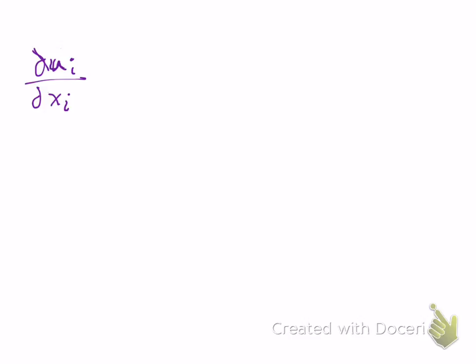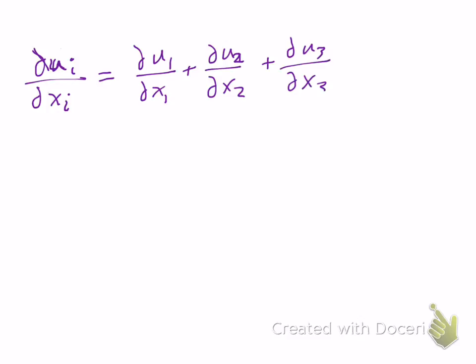It's a gradient in multiple directions. Can you tell me what it looks like written out? du1 over dx1 plus du2 over dx2 plus du3 over dx3. Right. So we are adding these because the index is repeated. It's all three of those gradients, and there's another name for that. Does anyone remember what that's called?